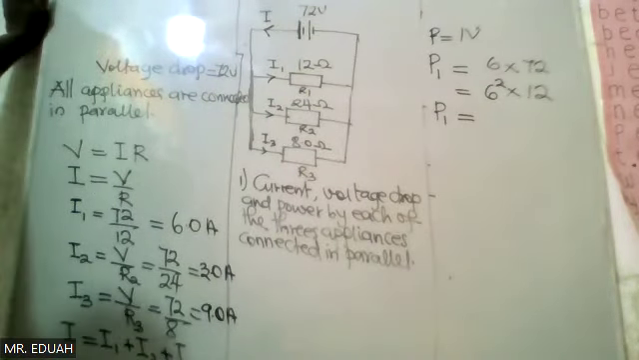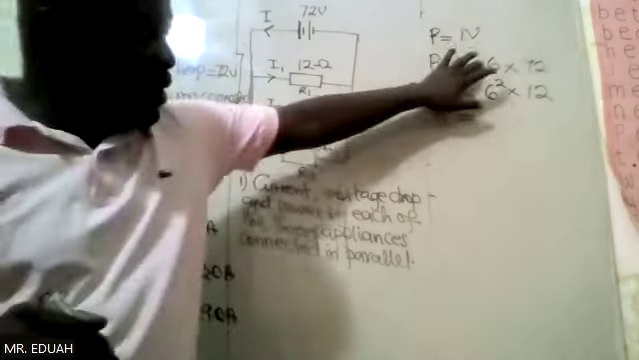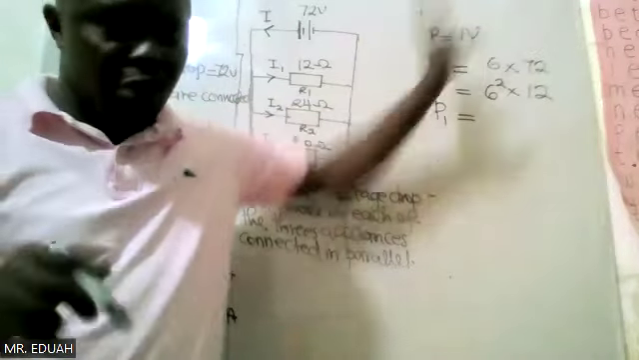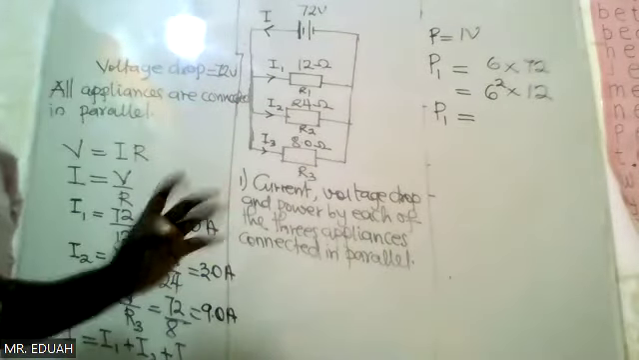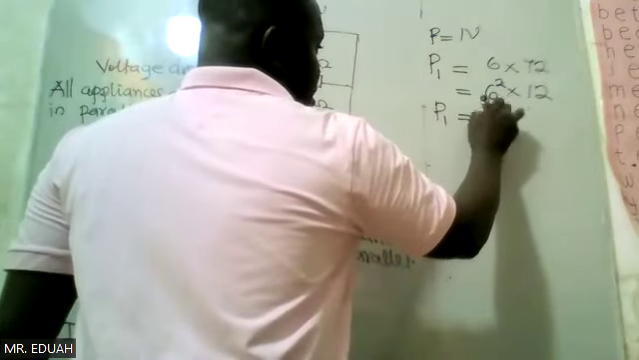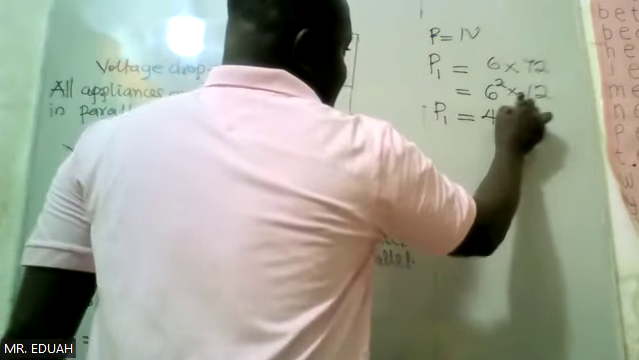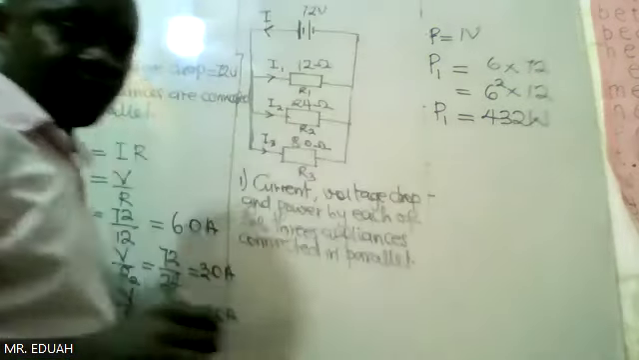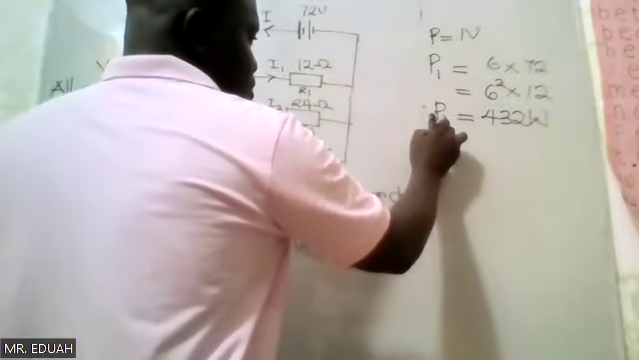What is P1? 432 watts. So when you multiply, when you pick it for both, are they giving you the same results? Yes, please. 432 watts. Okay, P2.